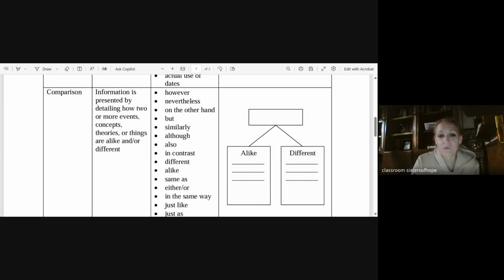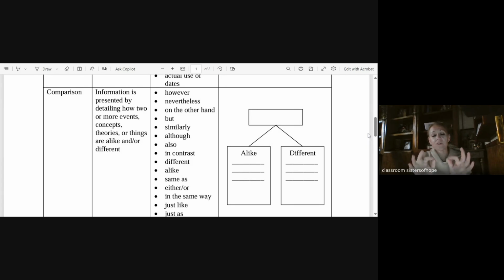You've got some keywords that will show you comparison and contrast. However would be contrast. Nevertheless would be contrast. On the other hand, would be contrast. But then similarly would be how they're the same. They're similar. Also is another one for how they're like. Same as is another one for how they're alike.